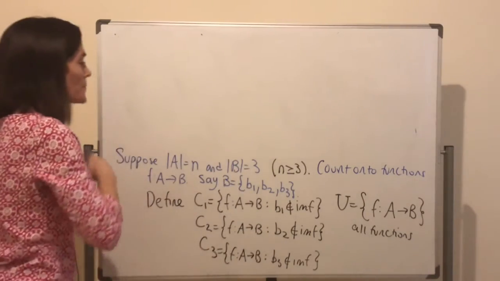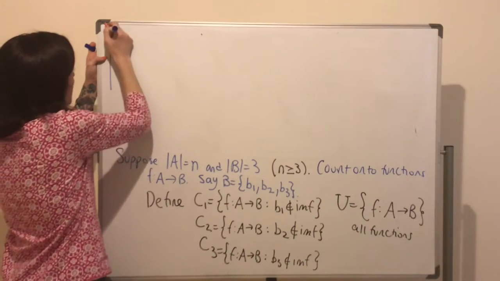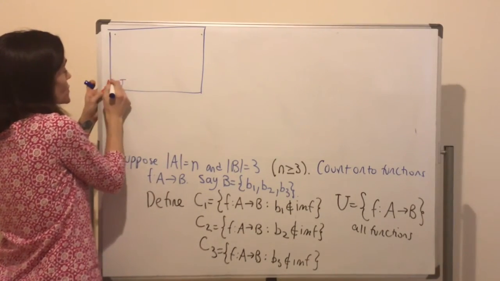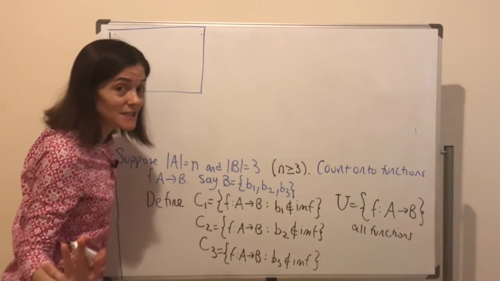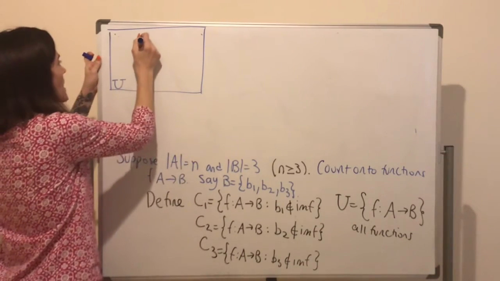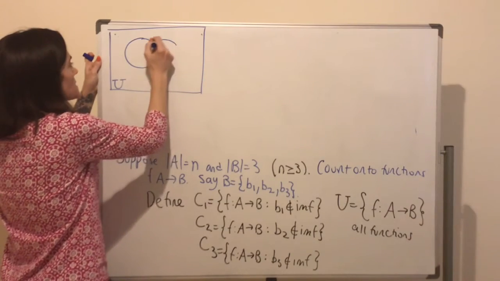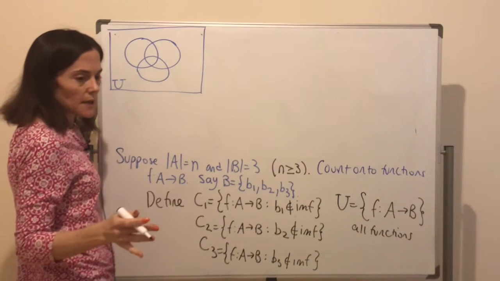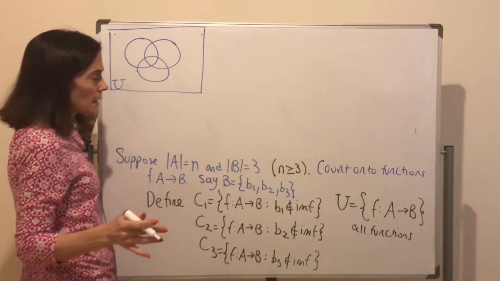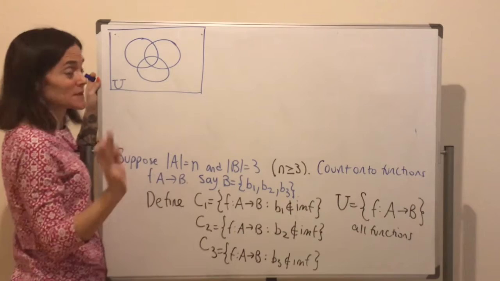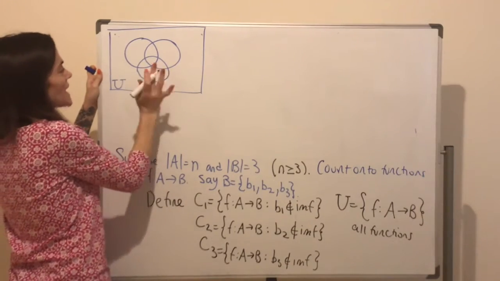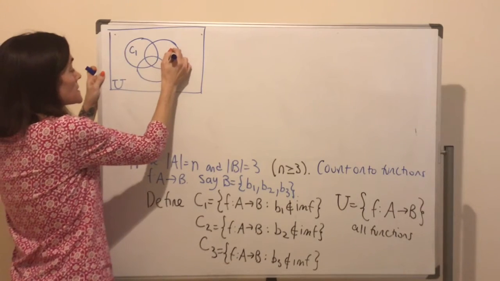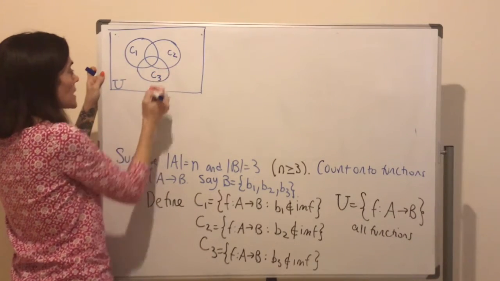Okay, so let's draw a picture here. We have our universe U. This is all functions from A to B. Then we have C1. This is an abstract picture, okay? We will see, it doesn't actually look like this, but we'll see in a minute. It's just an abstract Venn diagram at the moment. This is C1, this is C2, and this is C3.